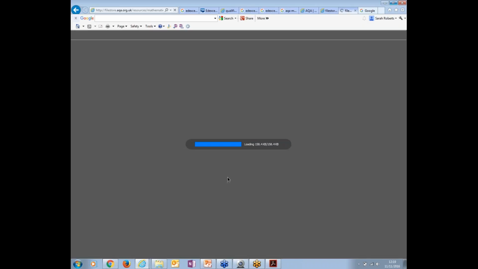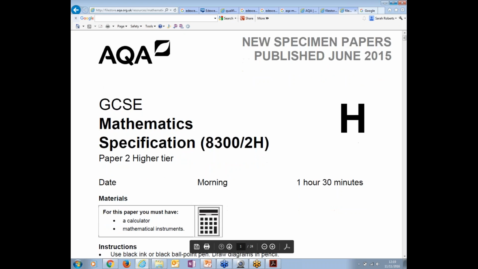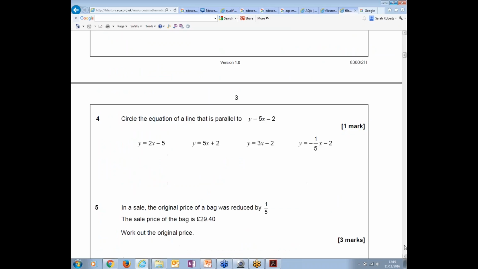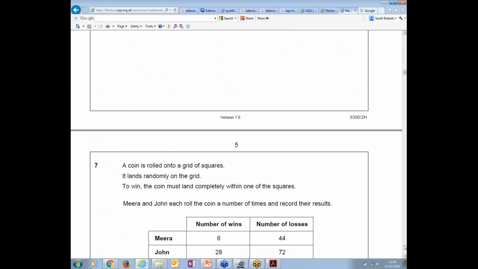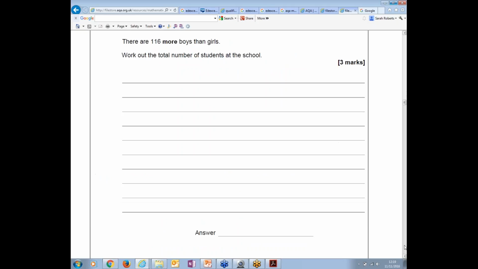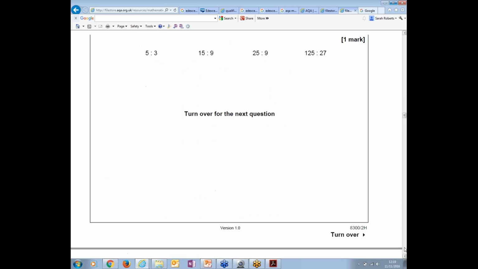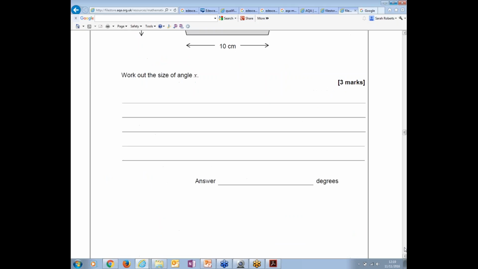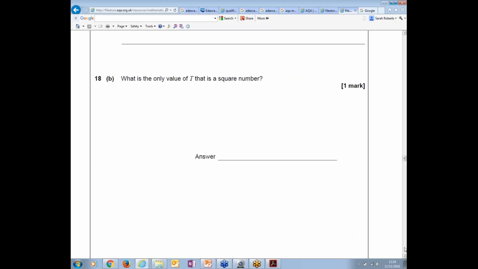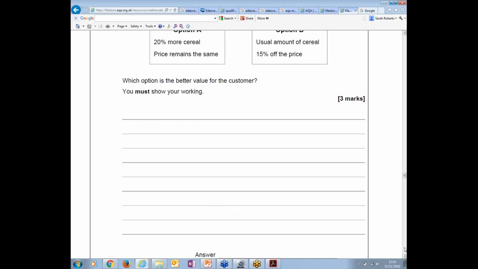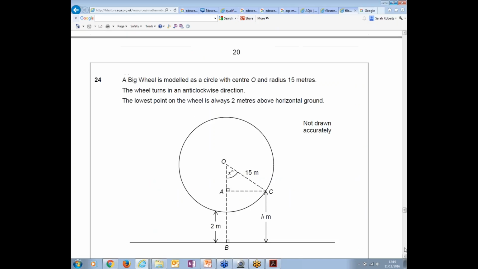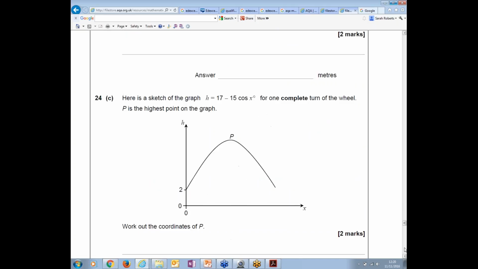And there seems to be 3 papers now. Another hour and a half. This one's a calculator paper. So you're more likely to have a SUVAT equation on calculator paper, I would imagine. Wow, that does not look like fun, is it?